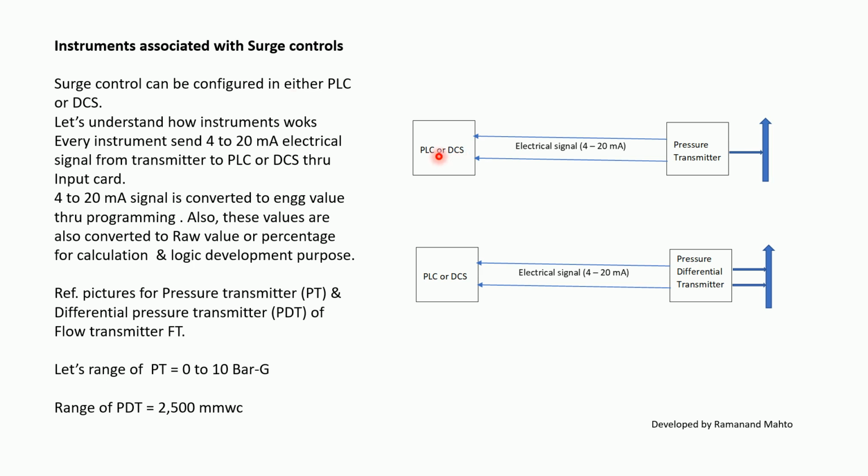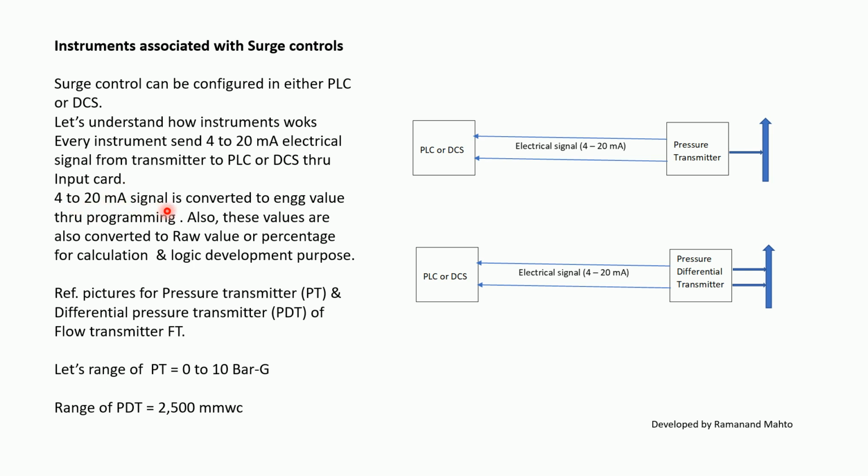So how does data come to the PLC and DCS? Let us understand this. Surge control can be configured either in a PLC or DCS. Let us understand how the instrument works. Every instrument sends a 4 to 20 milliampere signal from the transmitter to the PLC or DCS through an input card.